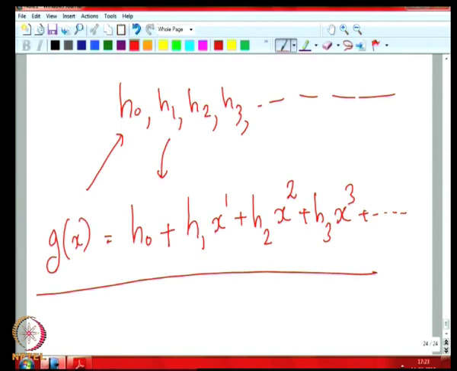Now it is not always necessary that we should have all these H_i's be an infinite sequence.